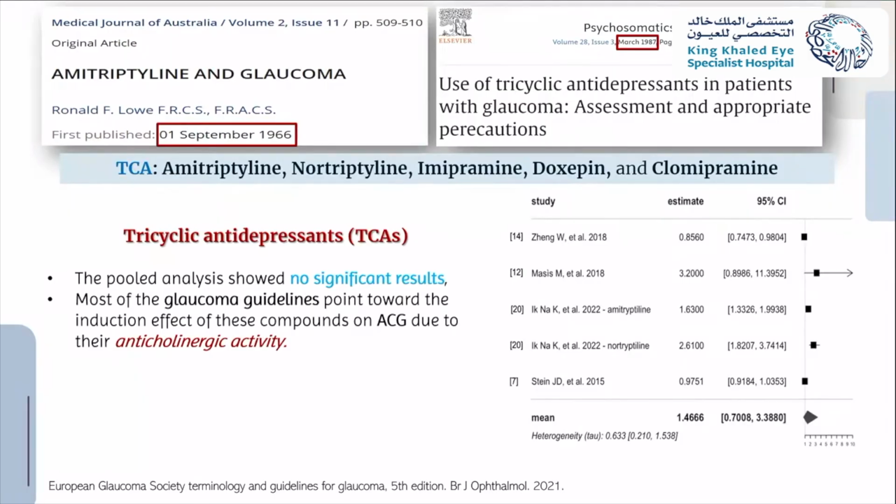And most of the glaucoma guidelines point toward the induction effect of these compounds in acute angle closure glaucoma due to the anticholinergic effect. So the evidence with tricyclic antidepressants is controversial. We have to be cautious when we are dealing with patients treated with tricyclic antidepressants.